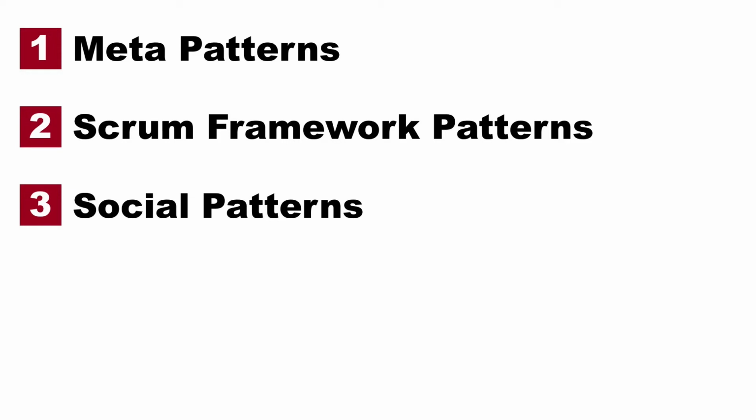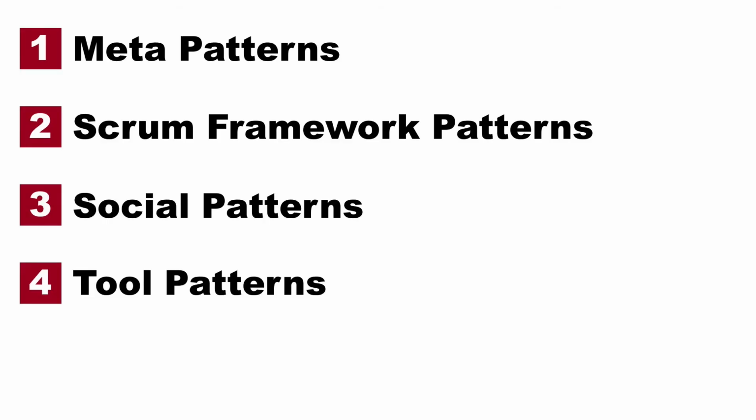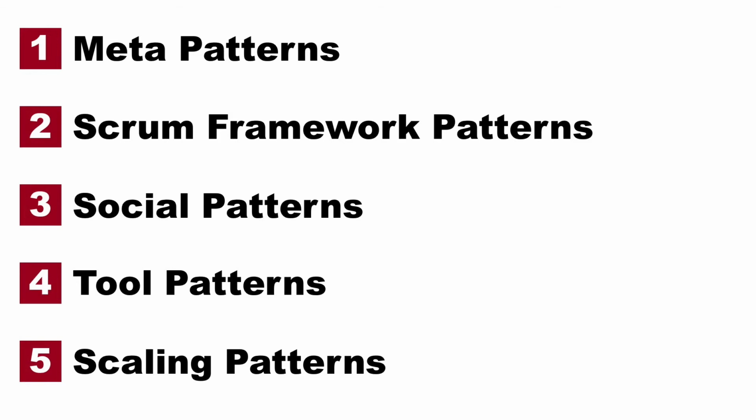3. Social patterns. These are patterns that improve coordination and communication or the team spirit. An example would be inventing a way how to give each other feedback without hurting someone. 4. Tool patterns. These patterns refer to certain tools or techniques, such as the use of software or the Scrum board. 5. Scaling patterns. These patterns come into play if you're working with several Scrum teams on a project.